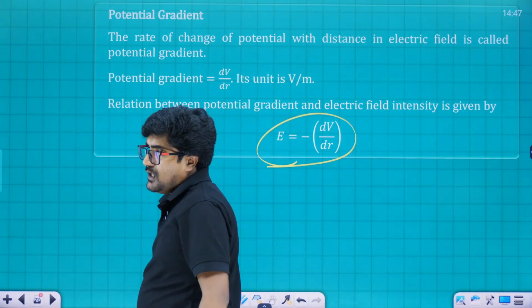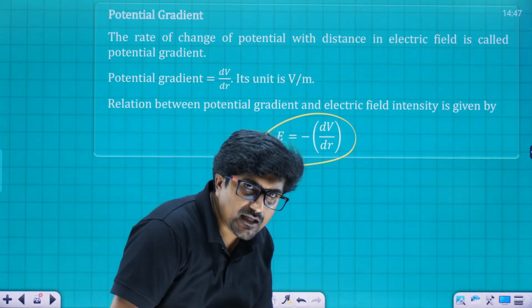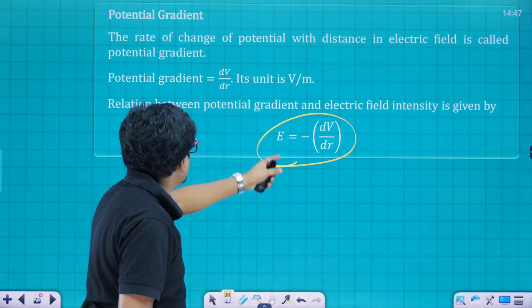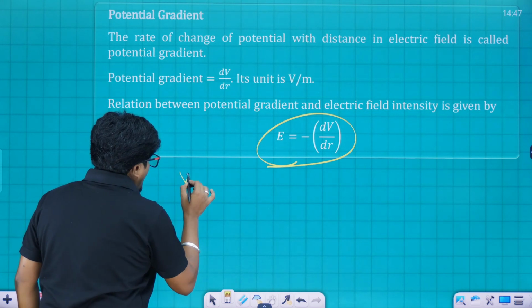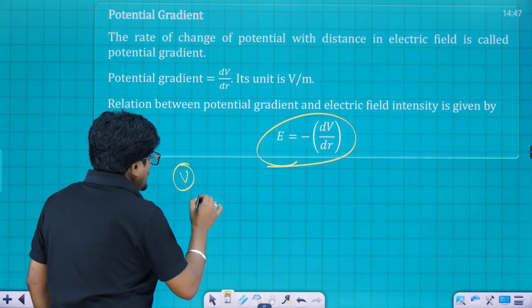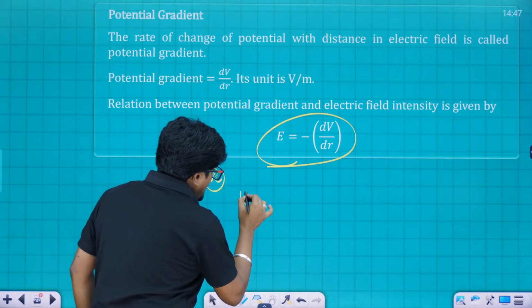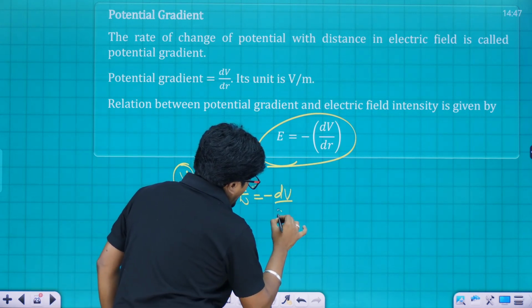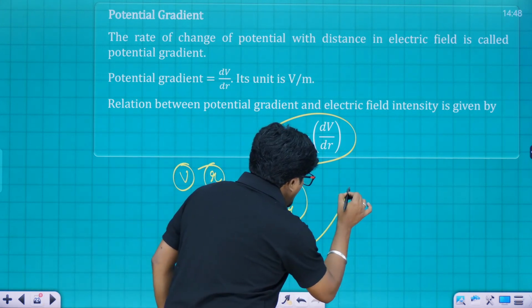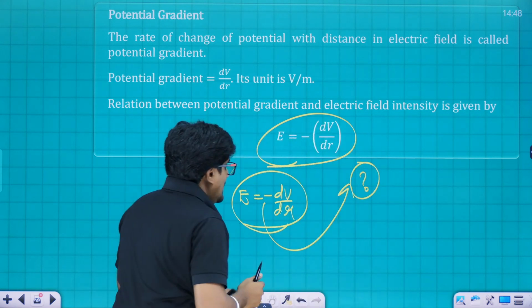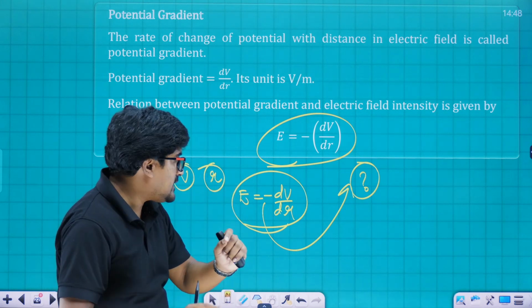Because if capital E is given, how to get the value of potential, and if V is given, how to get the value of electric field, in all those areas this is going to be really helpful information. So if V is electric potential, given as a function of small r, then electric field E is going to be minus dV by dr. And the most important part is, you must know the significance of this negative sign given here.